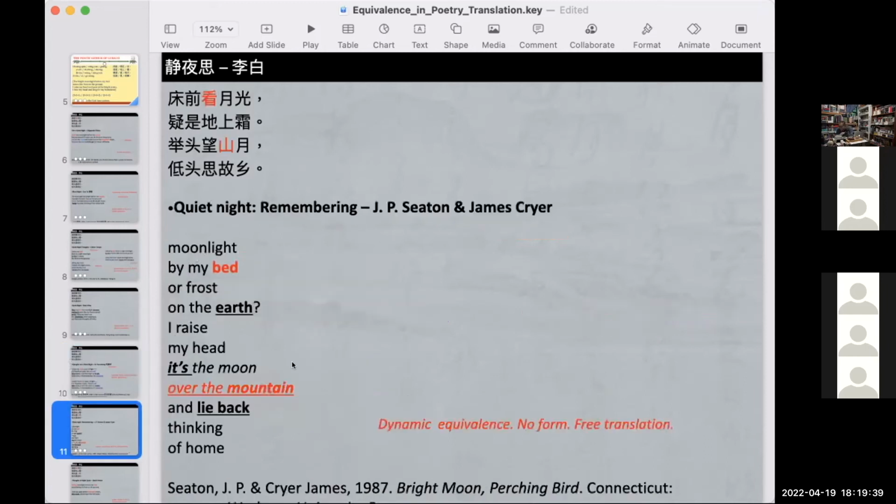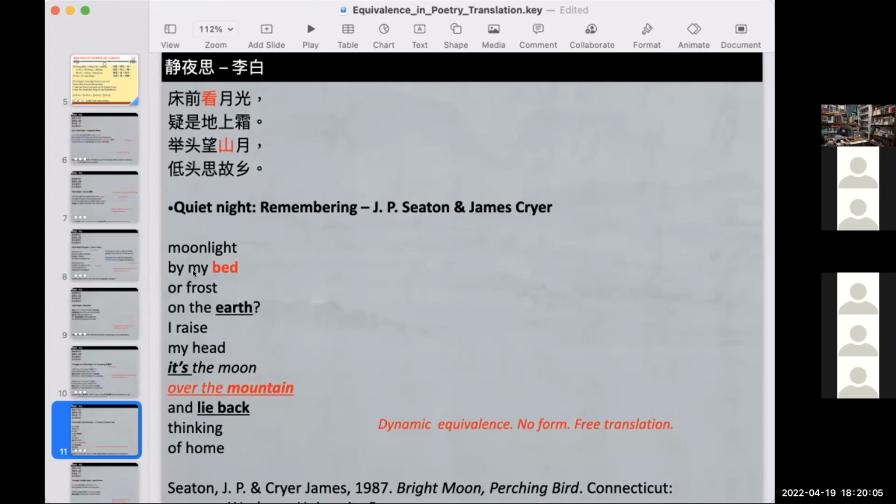And we have another one here by Seaton J.P. and Kreia James. And this one is a very free translation. Look at the poem. It's really free verse. And he's again using the old version, or the second version, Kan Shan Yue, instead of Ming Yue Guang and Wang Ming Yue.